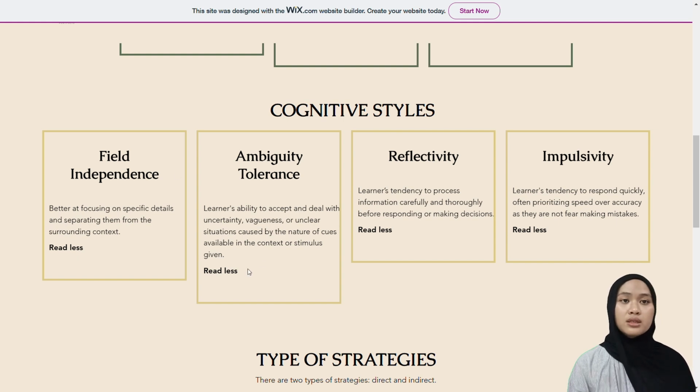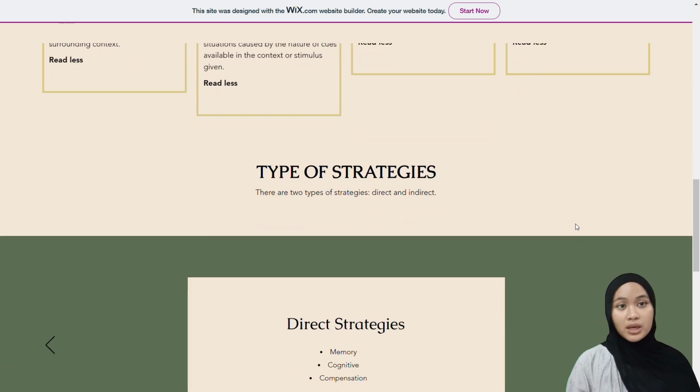Secondly, we have ambiguity tolerance, which is when learners can accept and deal with uncertainty or unclear situations caused by the nature of cues available in the context of the stimulus given. This can happen when they encounter complex scenarios that involve their confidence or problem-solving scenarios. Then, reflectivity occurs when learners process information carefully and thoroughly before responding and making decisions, perhaps in making a group decision or when answering a question in front of the class. Lastly, we have impulsivity. It usually happens when the learner is someone who is more confident and more verbal as they need to respond quickly over accuracy and are not afraid of making mistakes.